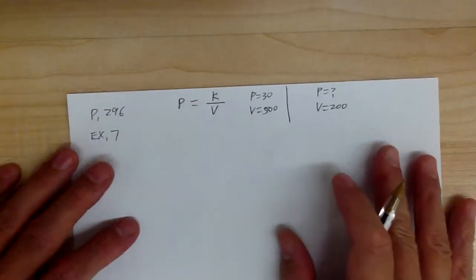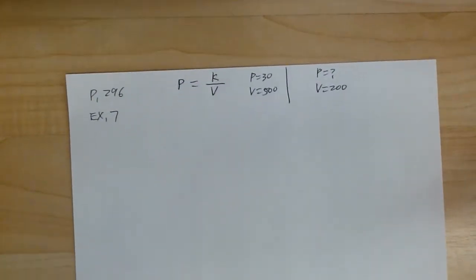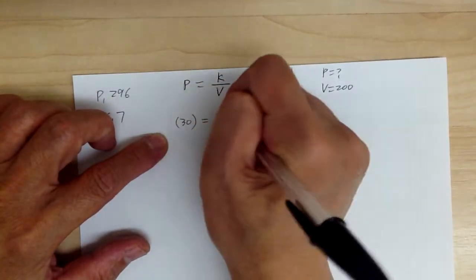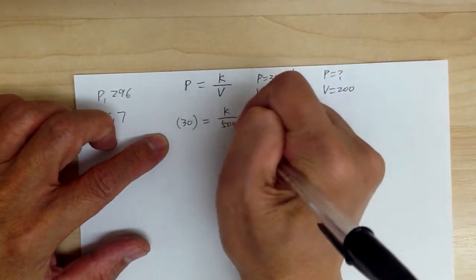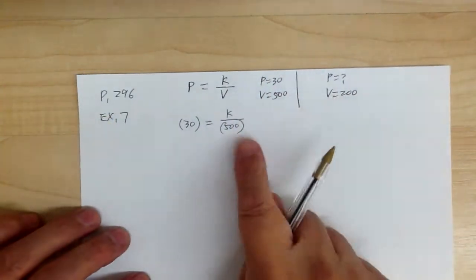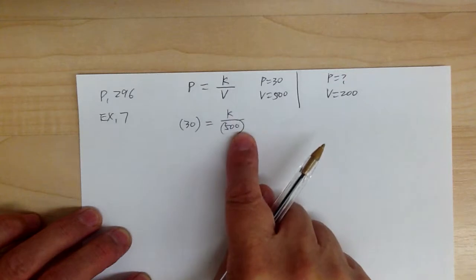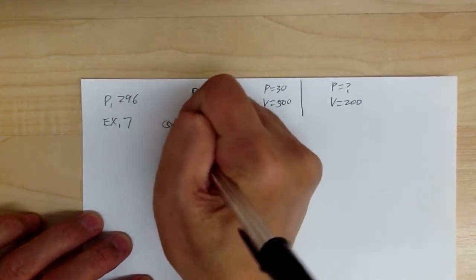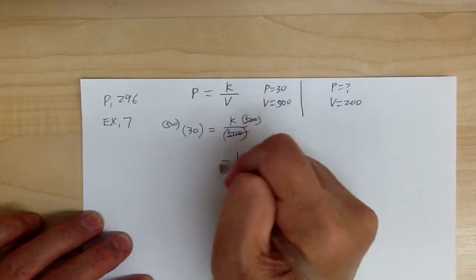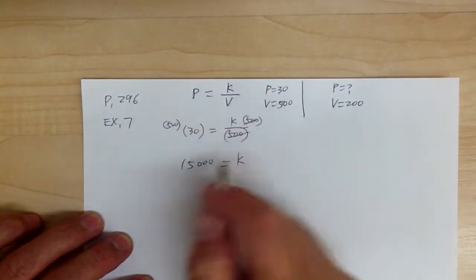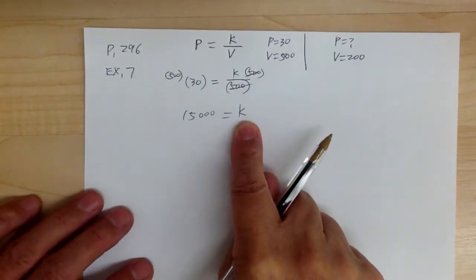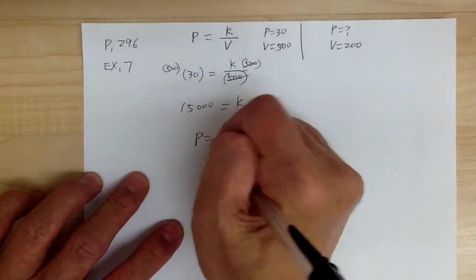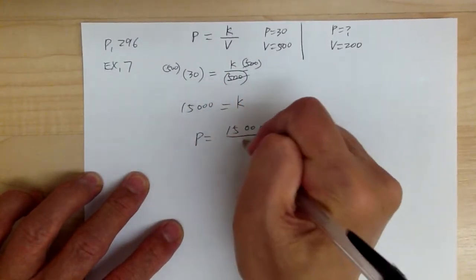Okay, so again, the steps are all the same, right? So you go and substitute to solve for k. So P equal to 30, k over 500. Again, to undo the divide, you have to multiply, right? So multiply by 500. So this cancels out. So k equal to 15000, right? And so when you solve for k, you need to update your equation. So you got P equal to 15000 over V.